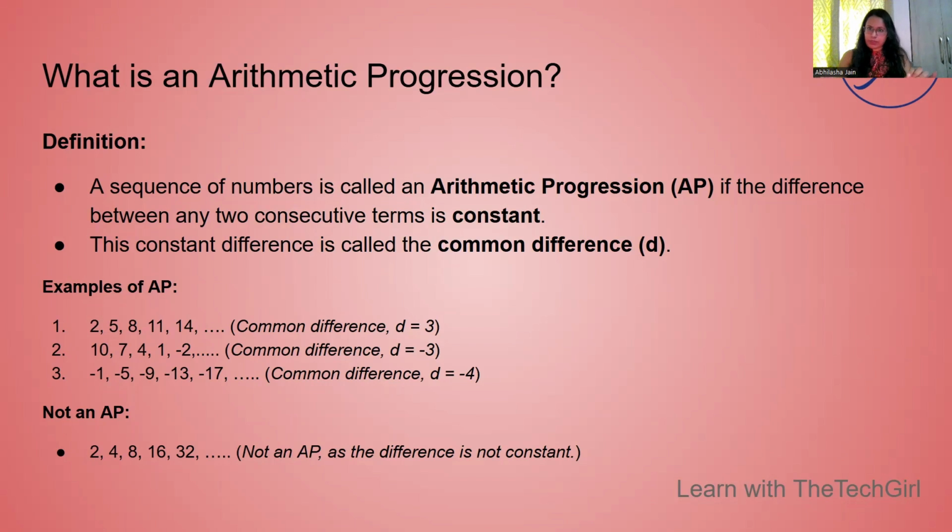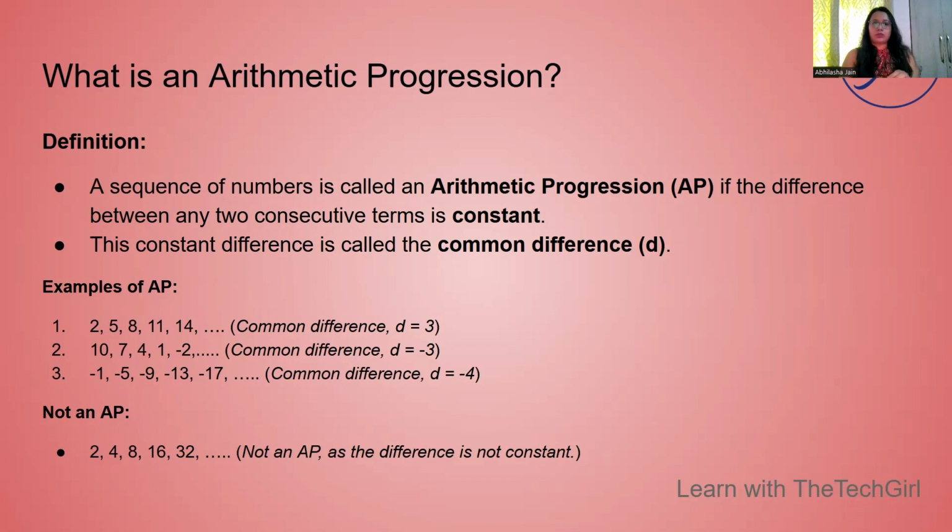So these are AP. Let's take an example of a series of even numbers: 2, 4, 6, 8, 10. The difference between all the numbers is 2. Then 1, 3, 5, 7. The difference between all the numbers is 2. Then 3, 6, 9, 12. The difference between all the numbers is 3. They have a common difference, so they are all arithmetic progressions. From now on, we are going to refer to arithmetic progression as AP. These are called AP series.